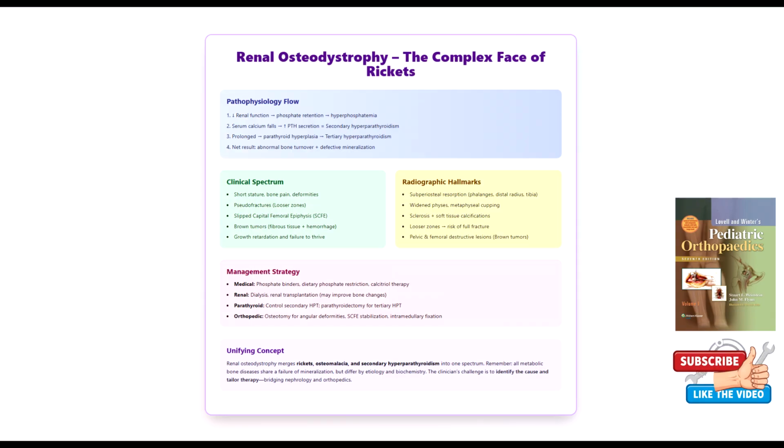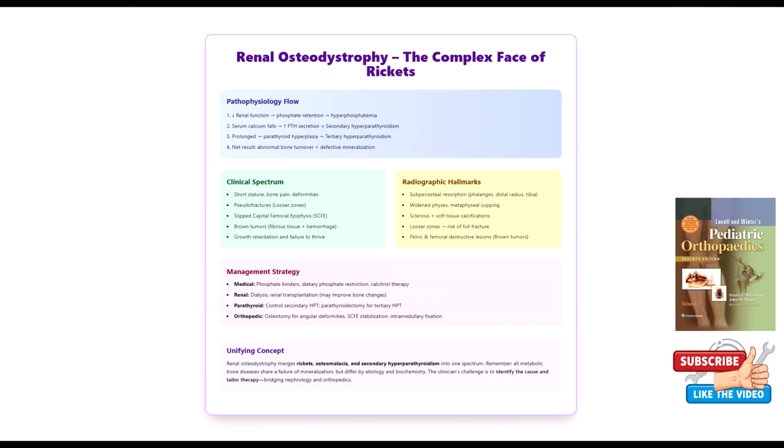This is secondary hyperparathyroidism. Prolonged stimulation eventually produces parathyroid hyperplasia, and in some cases, the glands may become autonomous, continuing to oversecrete PTH even after transplantation. In that scenario, we call it tertiary hyperparathyroidism. The clinical and radiographic consequences of this disordered physiology are dramatic.